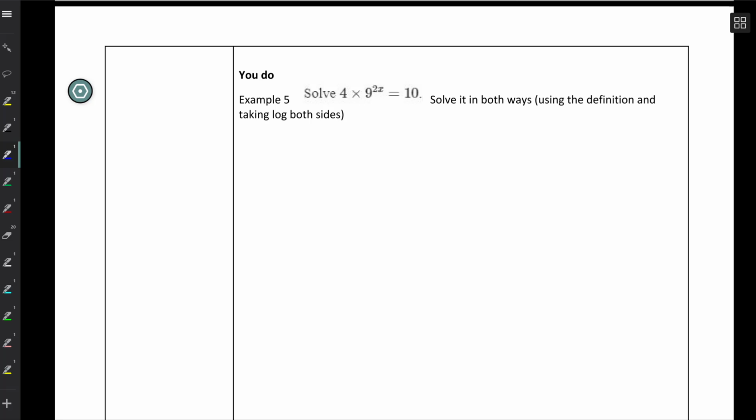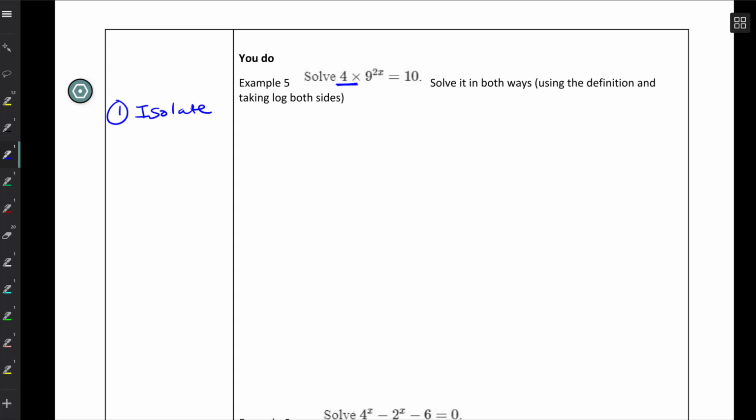Okay? The first thing that we want to do whenever we are faced with this kind of situation is, if we've got a lot of different operations happening outside of the exponential part, right? I've got this multiplying by 4. The first thing I want to do is isolate the base. Whatever it is that I have an exponent with, I want to isolate the base and the exponent.